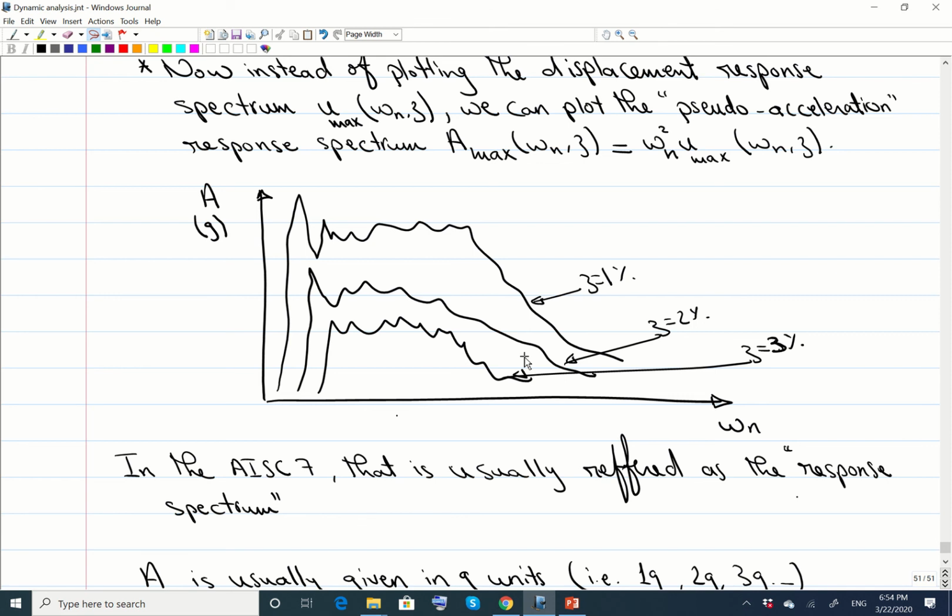So you're going to be repeating this many times for different omega n's, for different zetas, and then you compile them. You extract the maximum displacement from each analysis, and then you multiply it by omega n squared, you find A, and that's 1 point, and then you do it again, find another point, third point, fourth point, and then you plot that figure. I hope you understand this concept, okay? If you have any question, please email me.